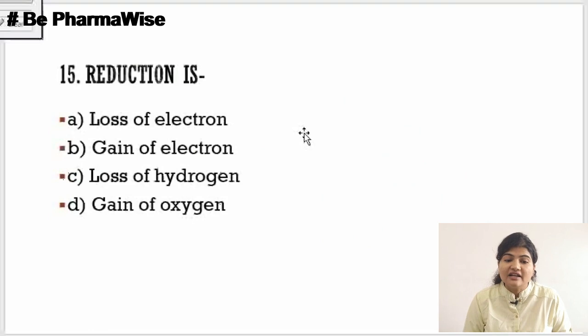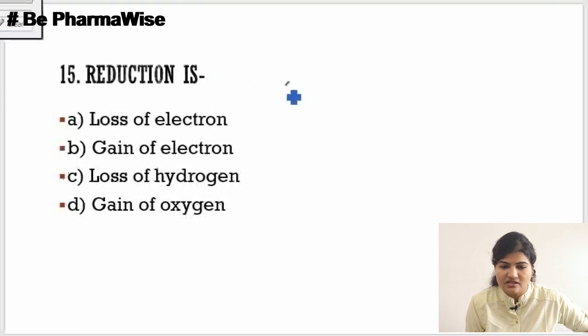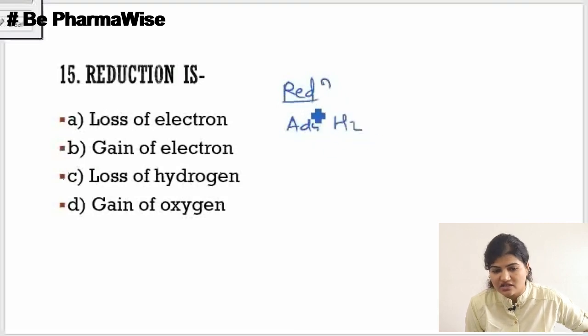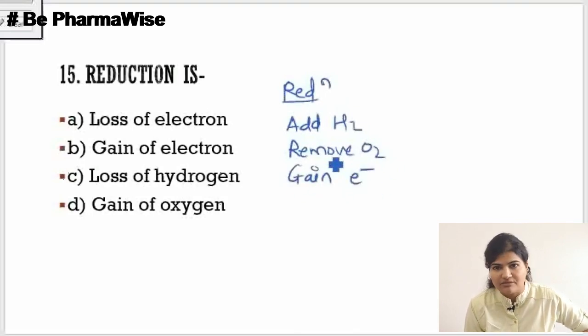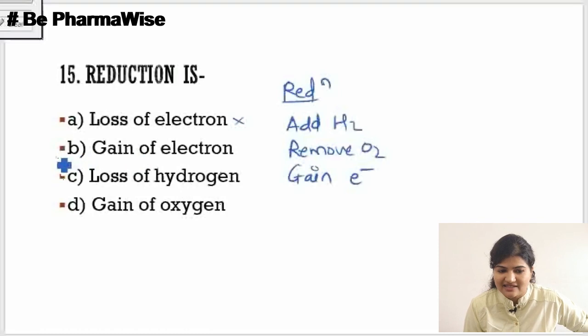Next question. Reduction is, now as we discussed oxidation, similarly we will discuss reduction. So in reduction, if you add hydrogen to something, it is reduction. If you remove oxygen from something, it is reduction. And if you gain electrons in something, it will be a reduction. Now find out. Loss of electrons, no, it is oxidation. Gain of electrons, yes, it is reduction.